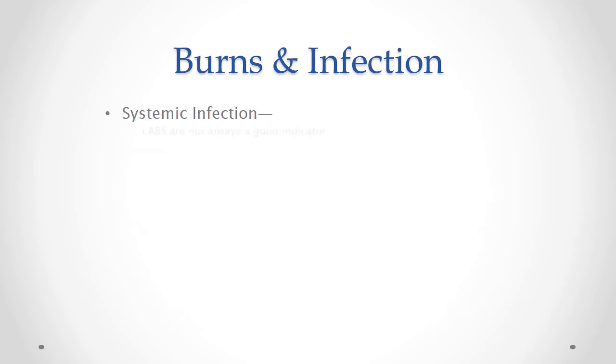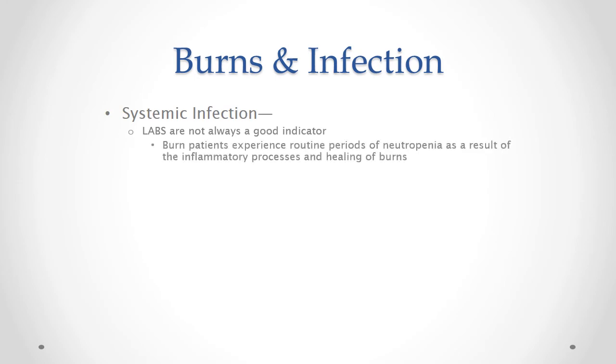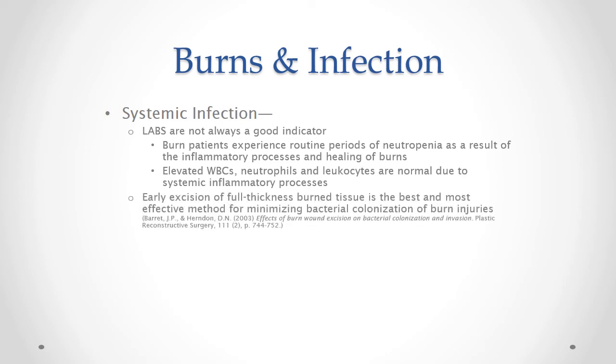Okay. Systemic infection: labs are not always a good indicator that you have systemic infection going on. Burn patients will experience what we call periods of neutropenia. So their white blood count status fluctuates, because the inflammatory processes produce varying levels of white blood cells, neutrophils, and all sorts of things, right? So they tend to be elevated, neutrophils tend to be elevated, leukocytes tend to be elevated, and that's all because of the systemic inflammatory cytokine cascade process.